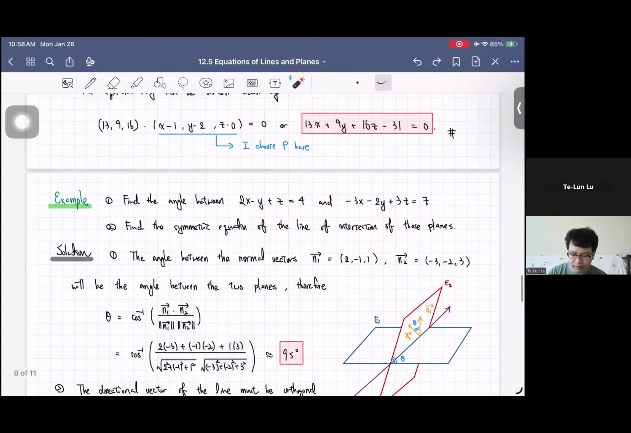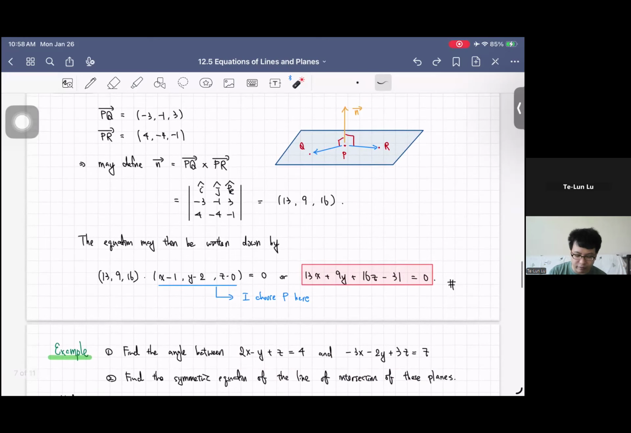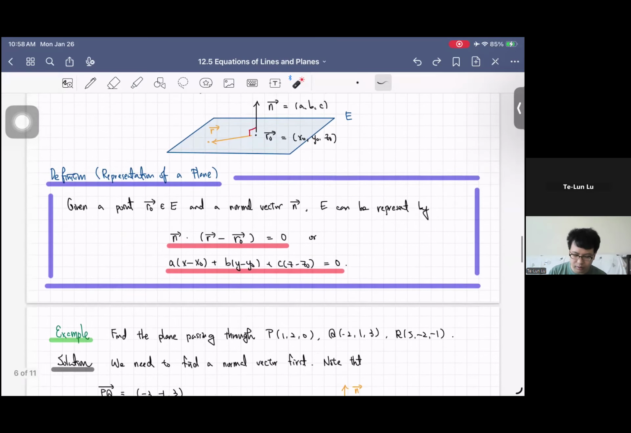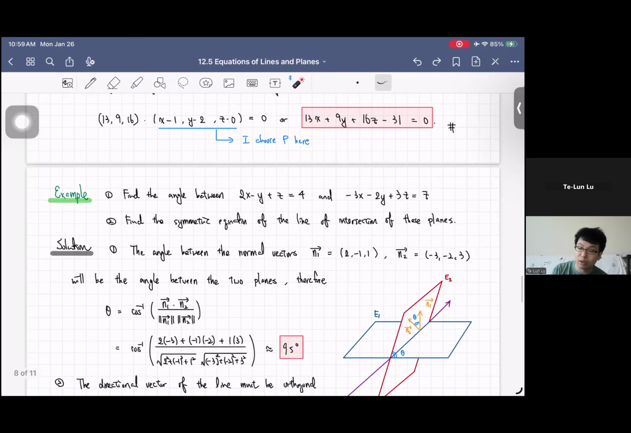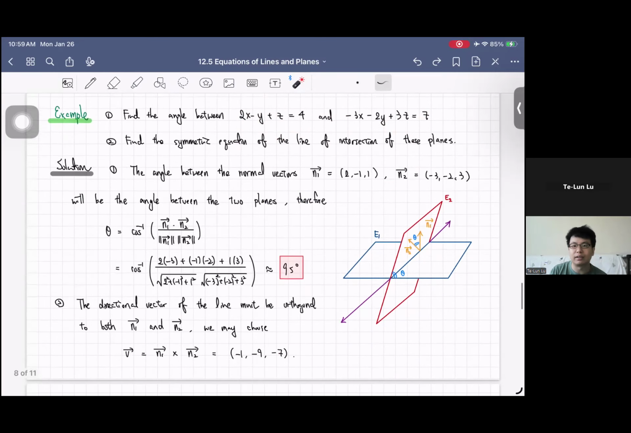First of all, let's see how we can extract the information of the normal vector from an equation here. Let's go back here. You can see that the normal vector is actually hidden in the coefficients of x and y and z, right? A, B, C is exactly the normal vector n. So for example, in this case, the normal vector is simply (2, -1, 1). And in this case, it is (-3, -2, 3). How does the normal vector help us find an angle?